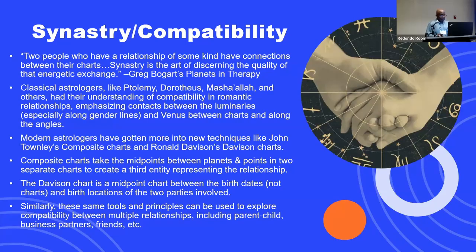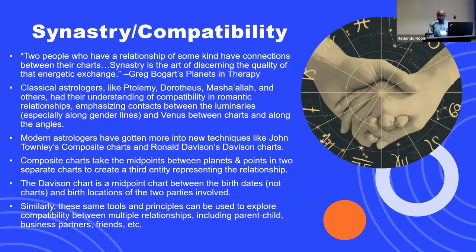Classical astrologers also paid attention to compatibility, but they looked at it between the luminaries and Venus between charts and along angles, meaning the ascendant, descendant, midheaven, and IC. Modern astrologers we have to thank for two innovations, one by John Townley called the composite chart, and the other one by Ronald Davison called the Davison chart. Composite charts are the midpoints between planets and points in two separate charts to create a third entity or third chart representing the relationship. So you're just looking at the midpoints between planets, midpoints between the ascendant and midheaven, and you kind of come up with more of those factors.